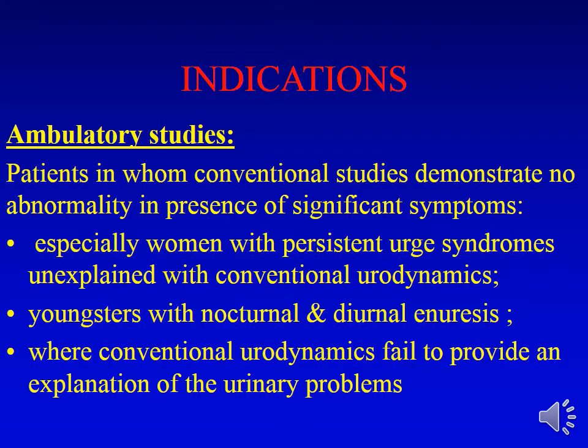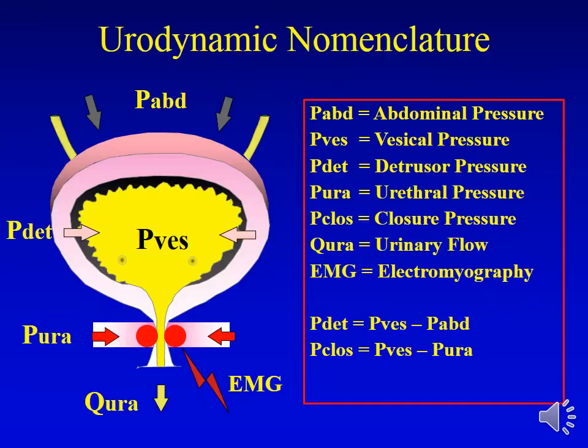Now, what are the indications of ambulatory studies? Patients in whom conventional urodynamic studies demonstrate no abnormalities at all in the presence of significant symptoms, especially women with persistent urge syndromes unexplained in conventional urodynamics, youngsters with persistent nocturnal and diurnal enuresis to exactly find out what's happening, and where conventional urodynamics fail to provide an explanation of the urinary problems.